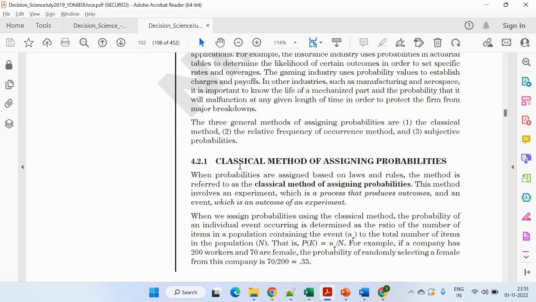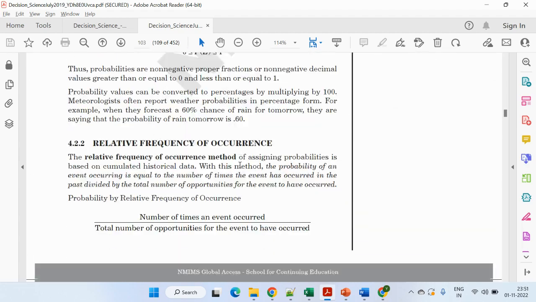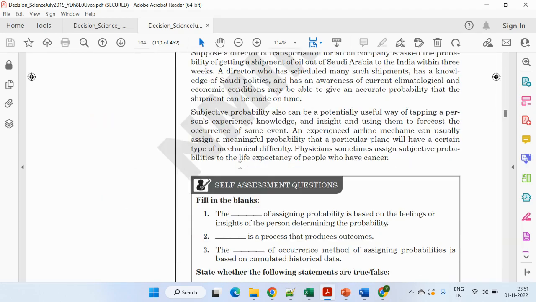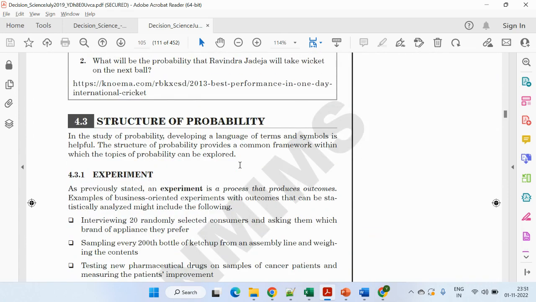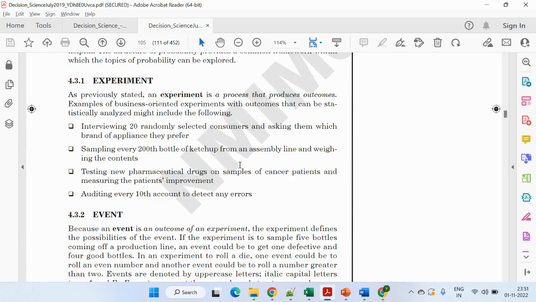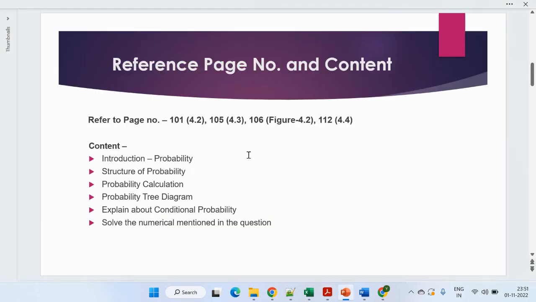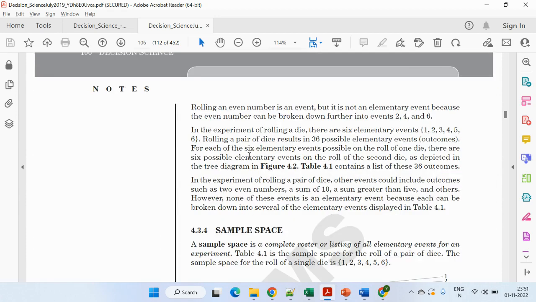After that, you need to go to page number 105. In 105, you can see the structure of probability. That's an optional one. Why have I added it? Because it's a 10 marks question, so we have some theory to add to gain extra marks. You can skip this part; that's totally acceptable.